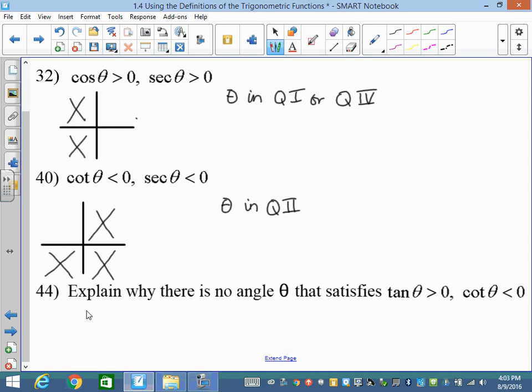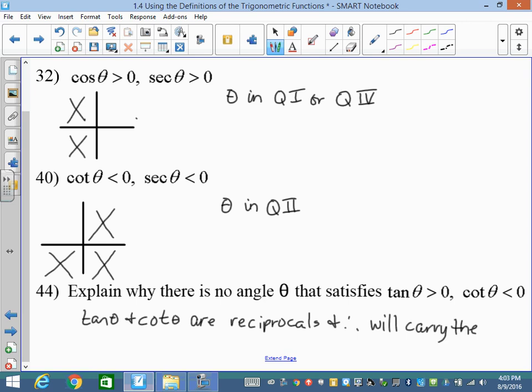Okay, so the reason there is no such angle is because tangent and cotangent are reciprocals. And therefore, that is the therefore sign, and therefore will carry the same sign. Anyways, if one is positive, the other one is positive. If one is negative, the other one is negative. They cannot have different signs on the same angle.